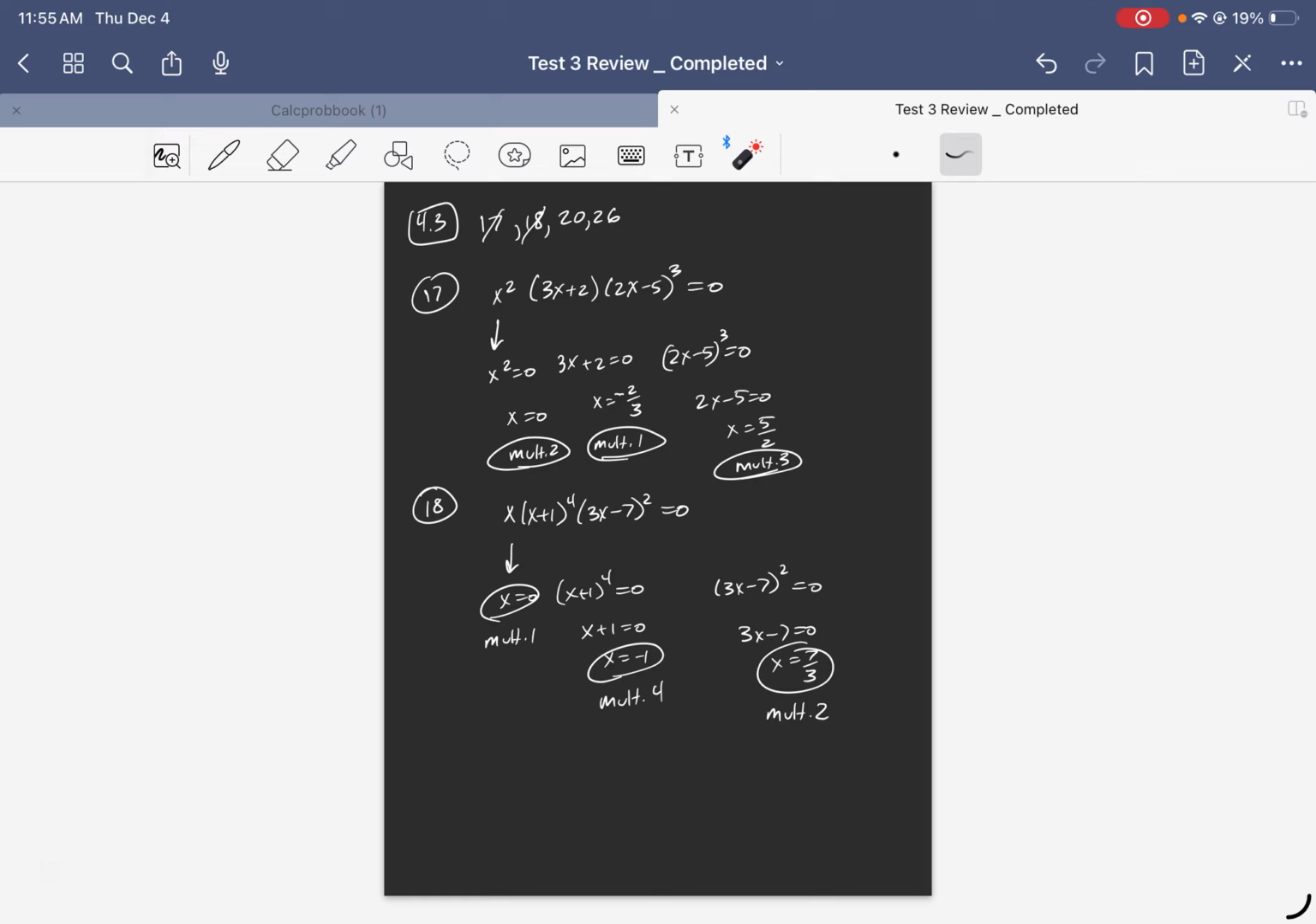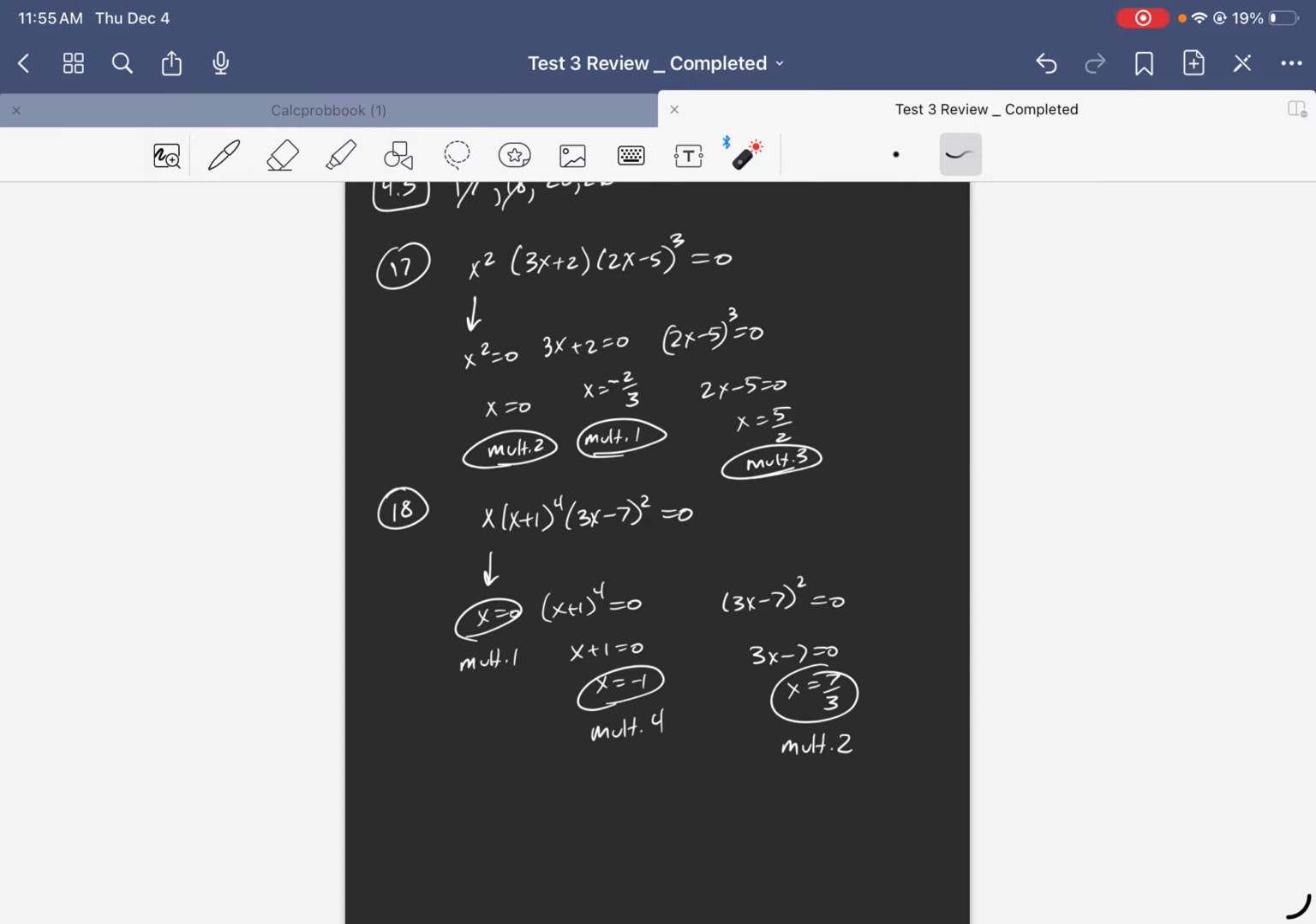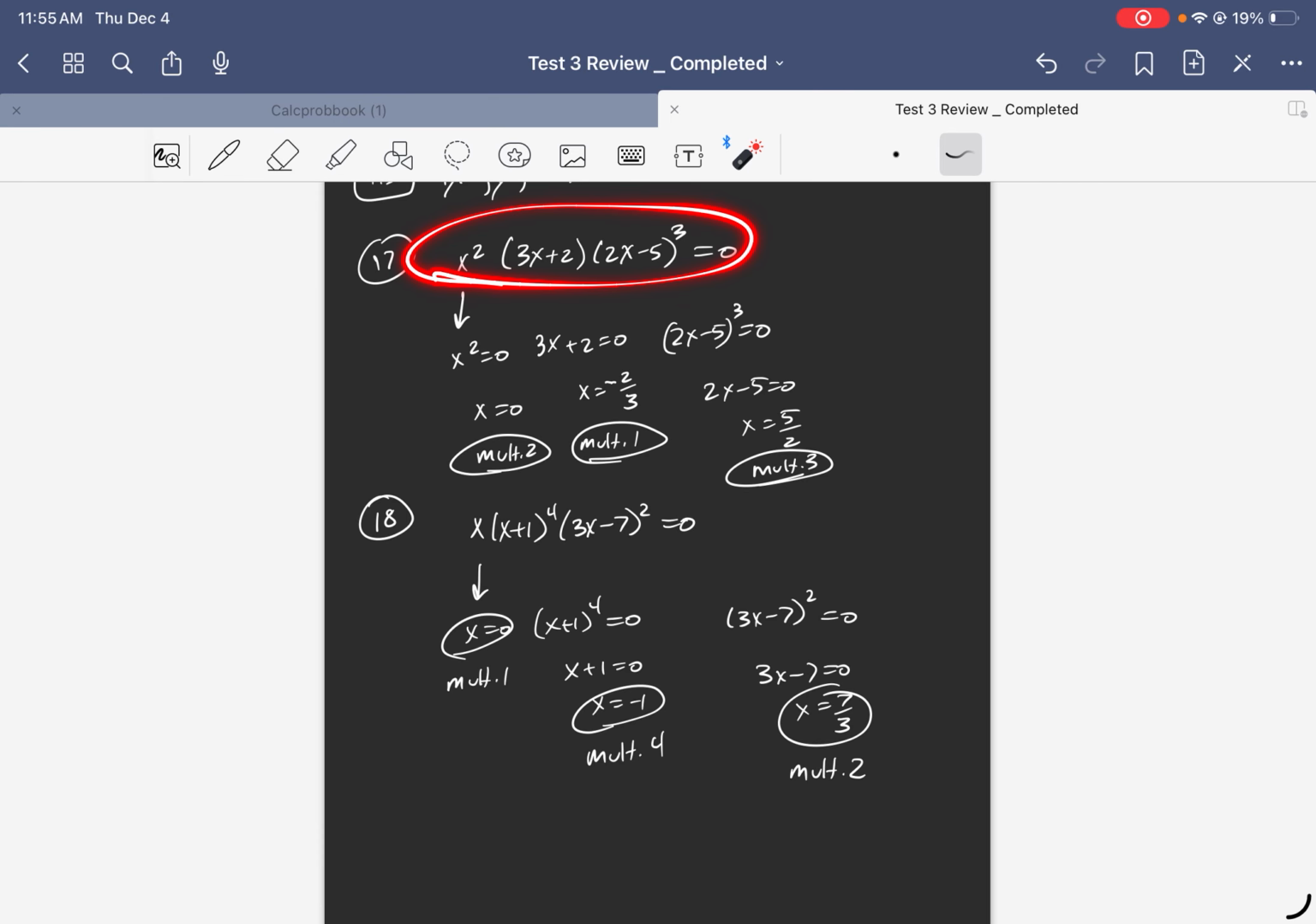4.3, I'm going to keep plugging until people come in. 4.3, it wants to know, find these zeros and their multiplicity. It's already factored for you. So this is a 0 with a multiplicity of 2.